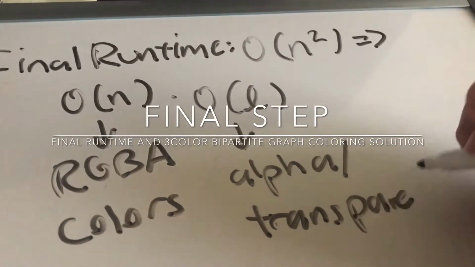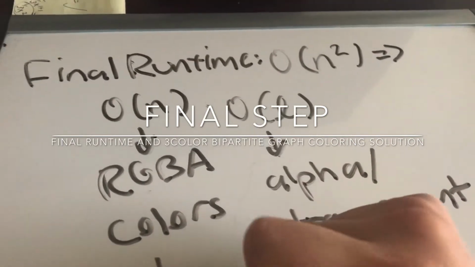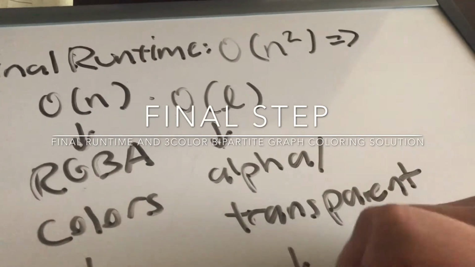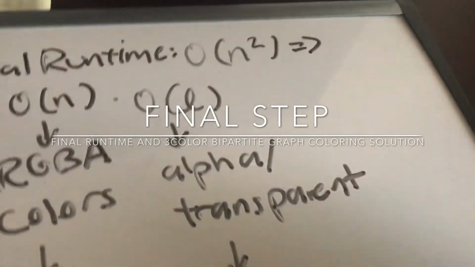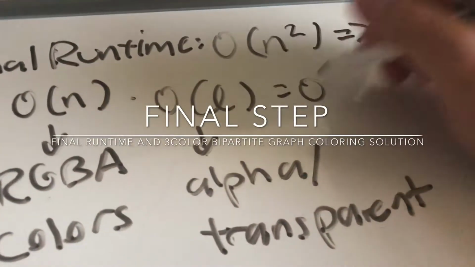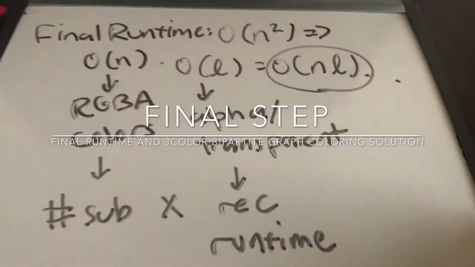And how do we know this? Well, this one's pretty simple. This is from the number of subproblems. And this is also from the recursion runtime. So that, in general, becomes O of NL, which is quadratic. And there we go, that is your runtime.